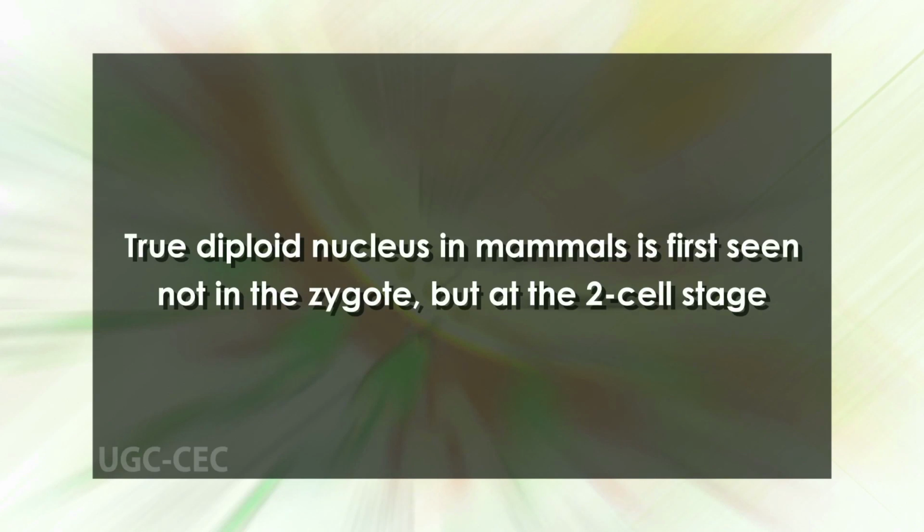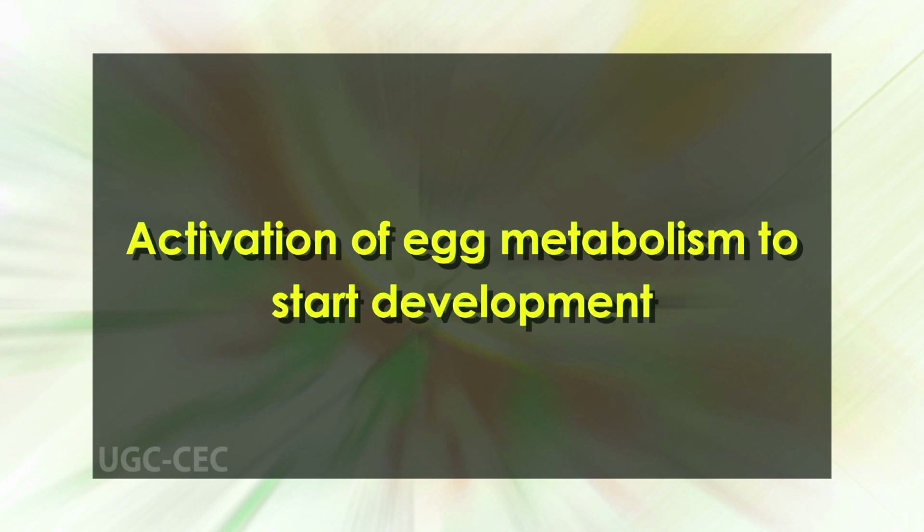However, instead of producing a common zygote nucleus, as happens in sea urchin fertilization, the chromatin condenses into chromosomes that orient themselves on a common mitotic spindle. Thus, a true diploid nucleus in mammals is first seen not in the zygote but at the two-cell stage. The fourth: activation of egg metabolism to start development.